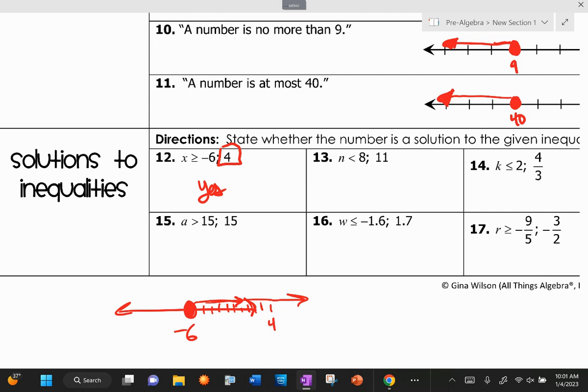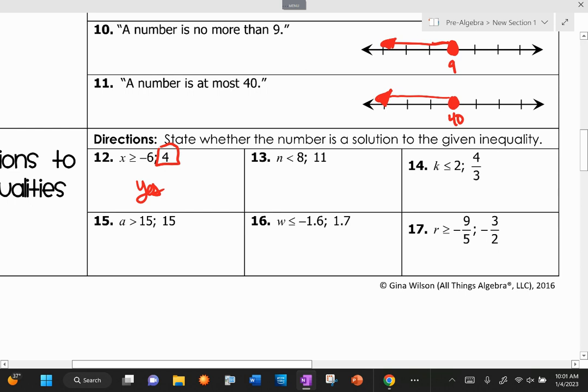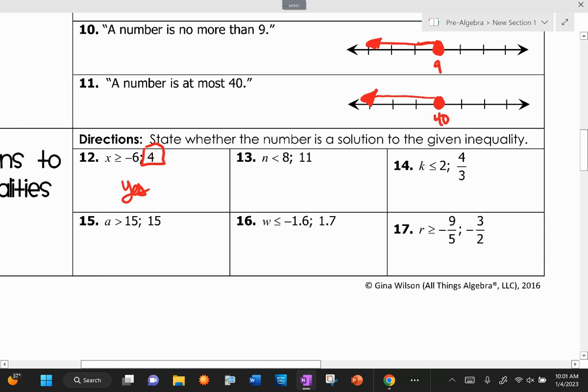Okay. So let's look at number 13 real quick. Number 13, we have n is less than 8. So you have to determine, does 11 fit into n is less than 8?